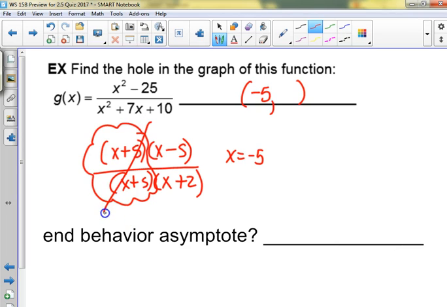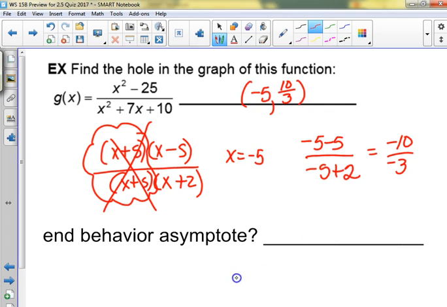What did I write on the little sheet? I think I gave you a hint. Plug it into the reduced or something, did I say? Okay. And I said to plug it into the reduced rational function. So now we can reduce this as long as we figured out where it is. Now if I plug it back in, I'll have -5 minus 5 over -5 plus 2, which makes it positive 10/3, right? Okay.